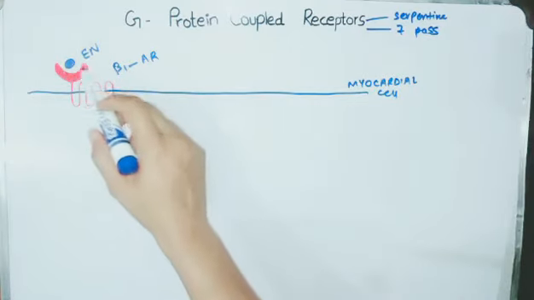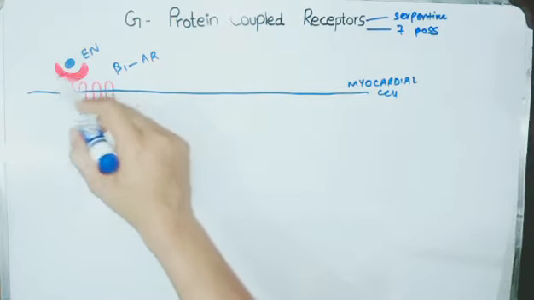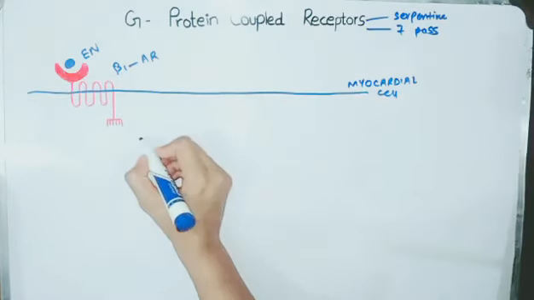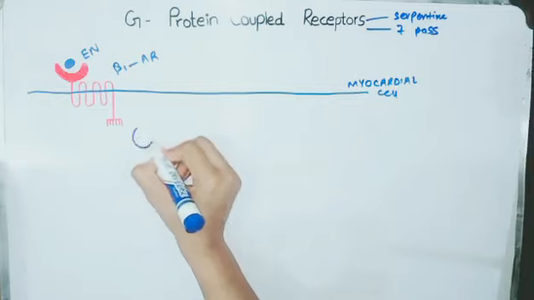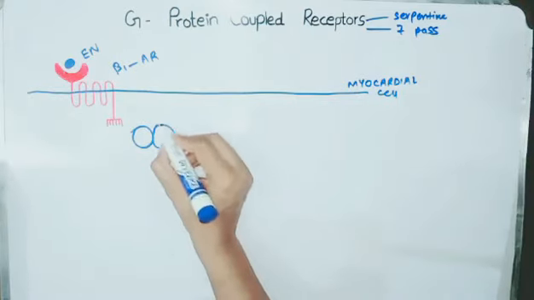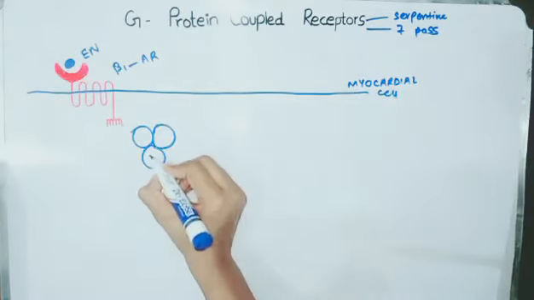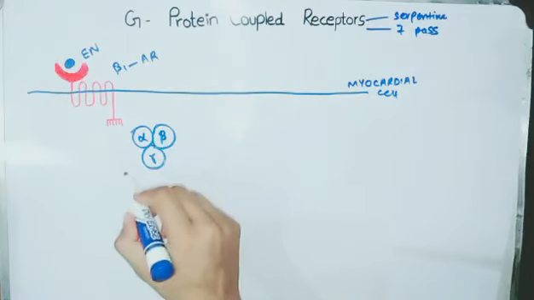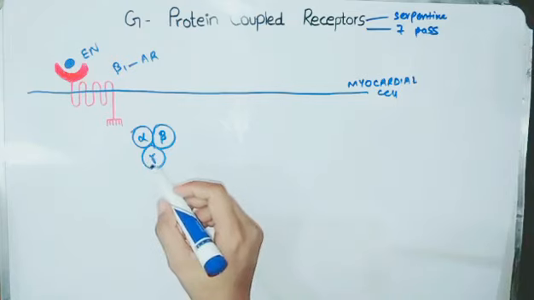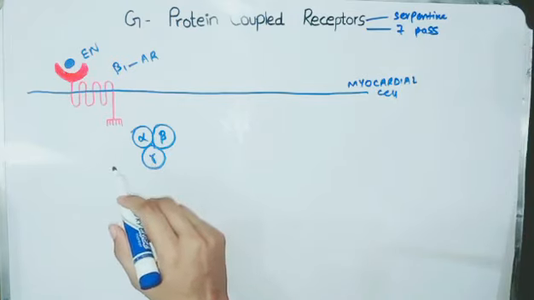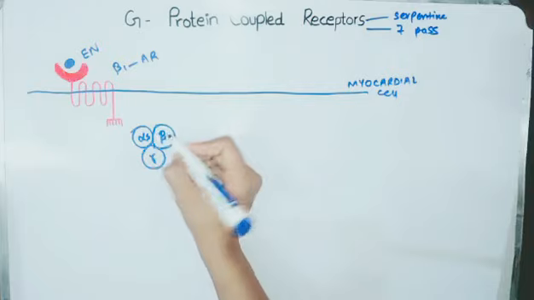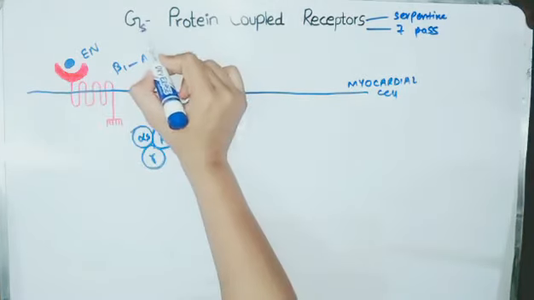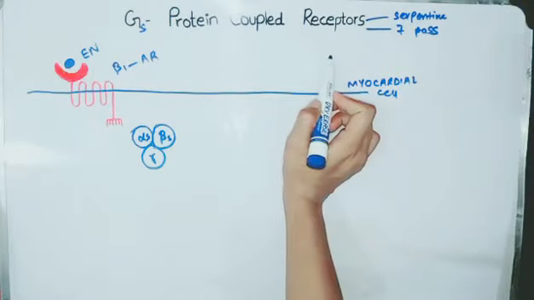Now before this ligand binds to the ligand binding domain of this receptor, I would like to tell that there is a trimeric protein which is known as G protein. Now this protein can be inhibitory or stimulatory, but here we are talking about stimulatory G protein. So it would be alpha stimulatory and beta stimulatory, and similarly this would be a G stimulatory protein coupled receptor.